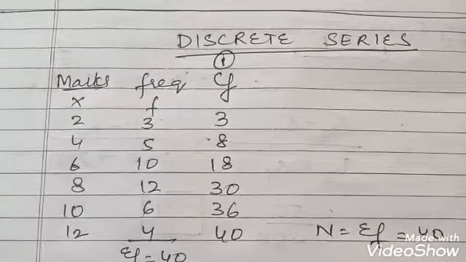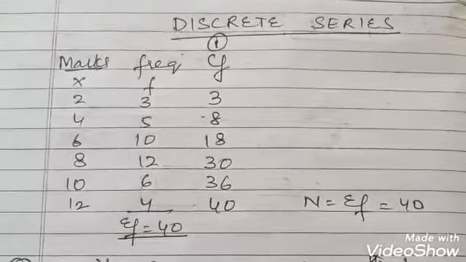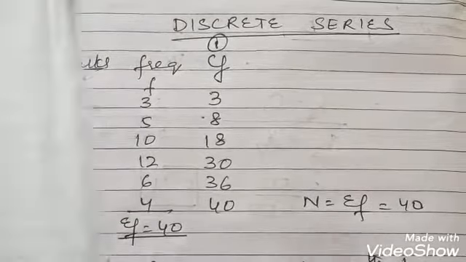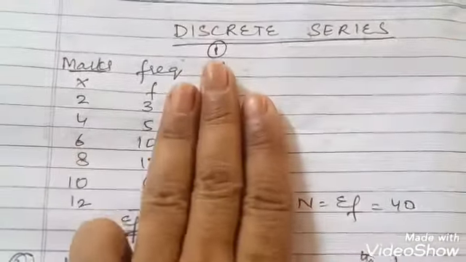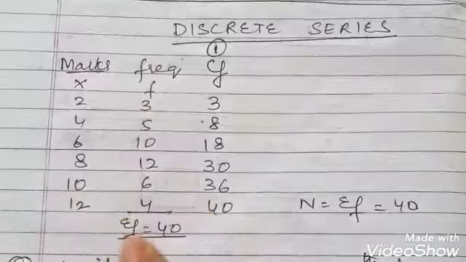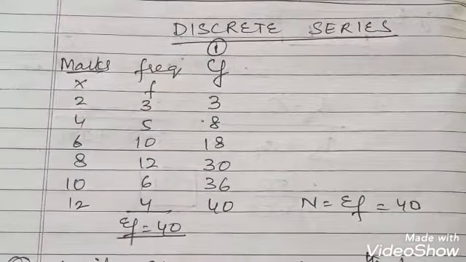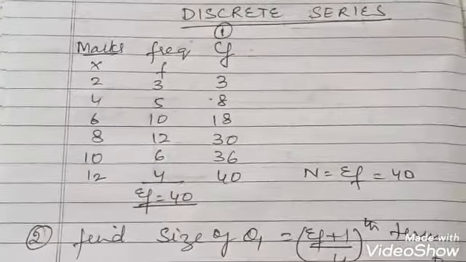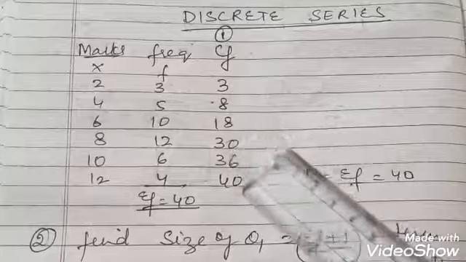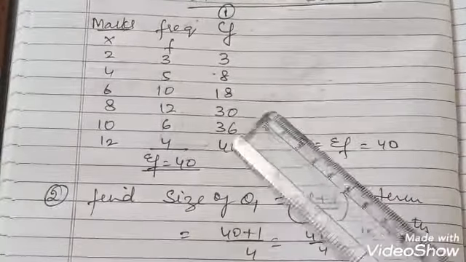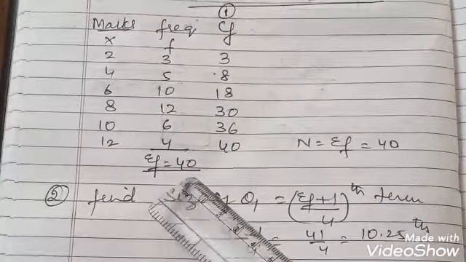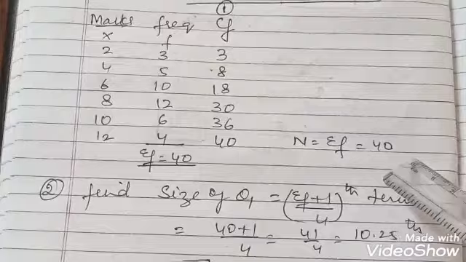Then comes quartile deviation in case of discrete series. This is your discrete series sum. X and F will be given to you. First, what you have to do is find Q1 and Q3. To find Q1 and Q3, you know you have to calculate cumulative frequency. This is your summation F, which is nothing but your N, which is 40.